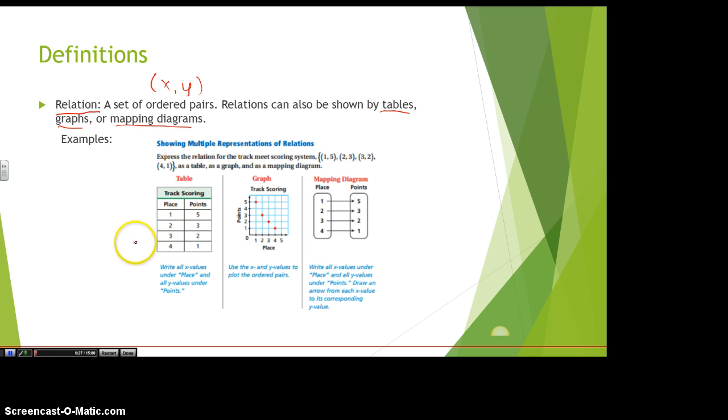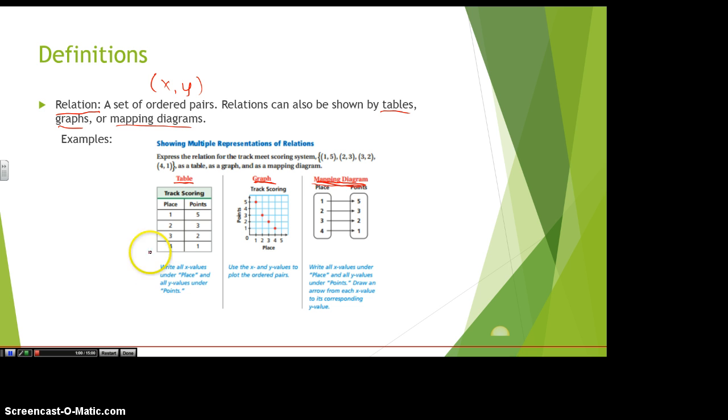So here's an example of a relation. It says showing multiple representations of relations. Here we have a relation with ordered pairs: (1, 5), (2, 3), (3, 2), and (4, 1). The first example is a table of the relation. The second example is a graph. And the third example is a mapping diagram.